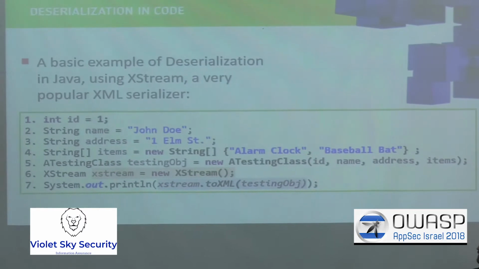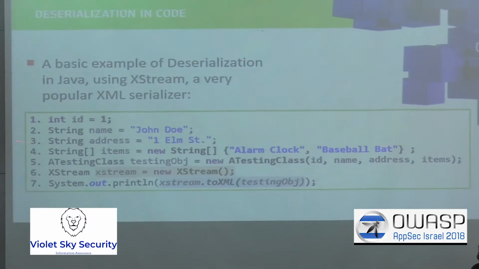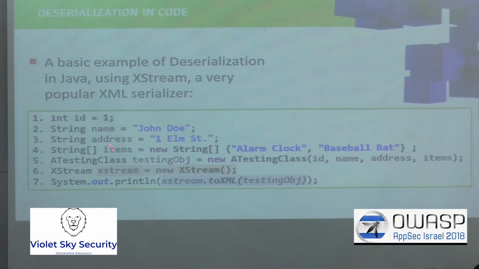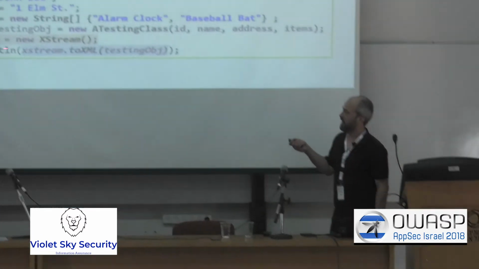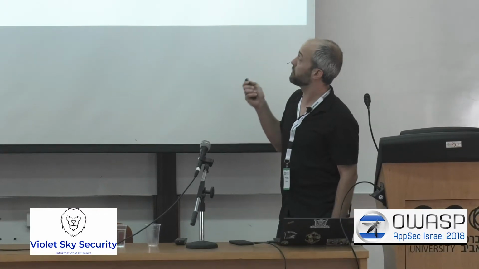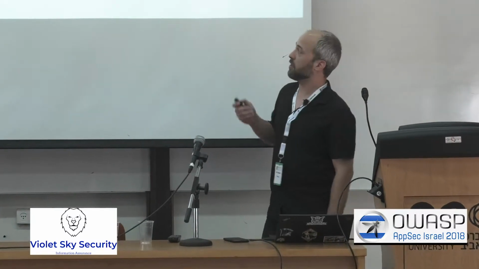So here is a very simple basic demo of serialization. In lines 1 to 4, I define some primitives. I build this class called a testing class using these primitives. Then I build my serializer. I'm using XStream, which is a very common serializer. It's built into Jenkins. It's built into Struts. It's pretty much everywhere in Java. And I print it out as an XML to output. And let's see what we get. Something very predictable.